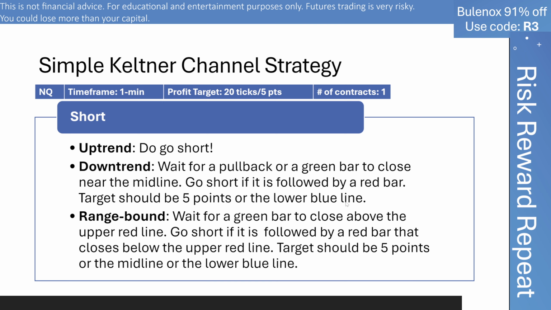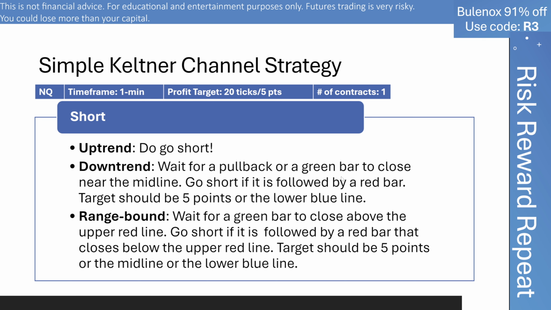Let's take a look at another example, but this time we'll look at when we can go short. So again, the same thing. NQ 1 minute chart, profit target 20 ticks or 5 points, and number of contracts is just one. To go short, we look for a downtrend or a range-bound market. We do not go short on an uptrend. If we see that the market is trending up, we don't go short at all in the strategy.